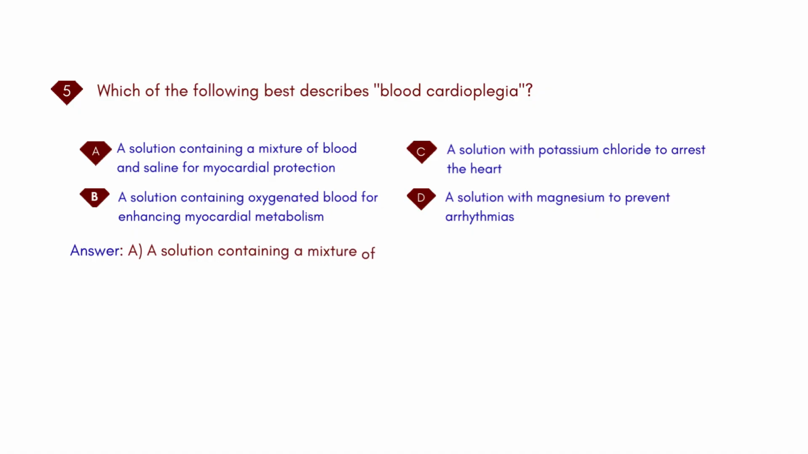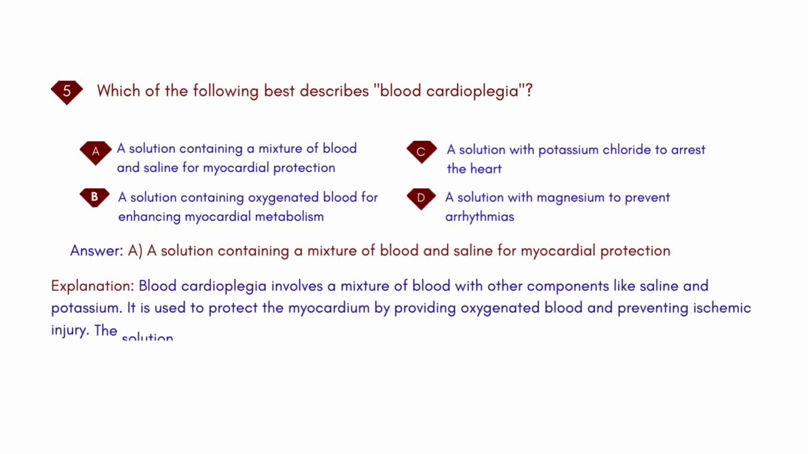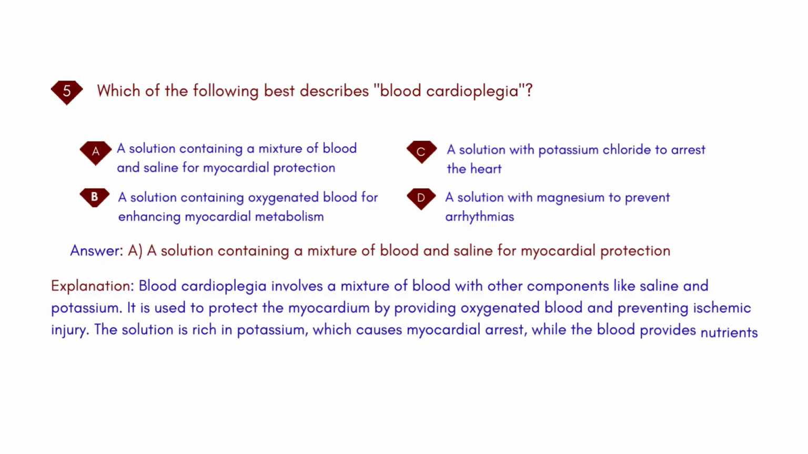Answer: A. A solution containing a mixture of blood and saline for myocardial protection. Explanation: blood cardioplegia involves a mixture of blood with other components like saline and potassium. It is used to protect the myocardium by providing oxygenated blood and preventing ischemic injury. The solution is rich in potassium, which causes myocardial arrest, while the blood provides nutrients and oxygen to the heart during surgery.